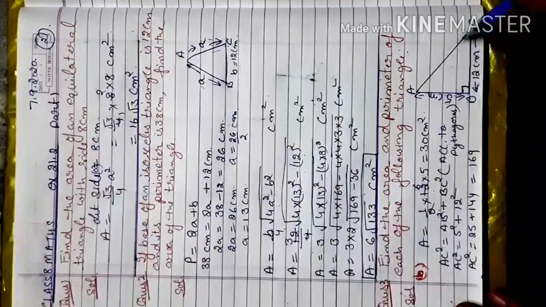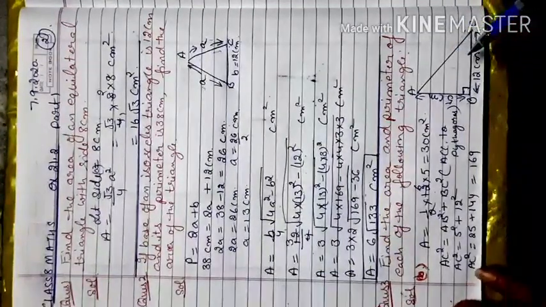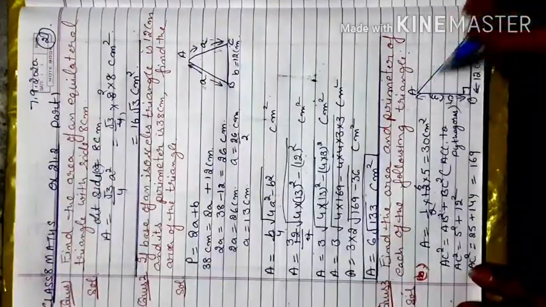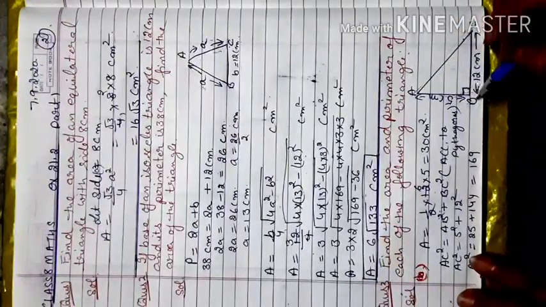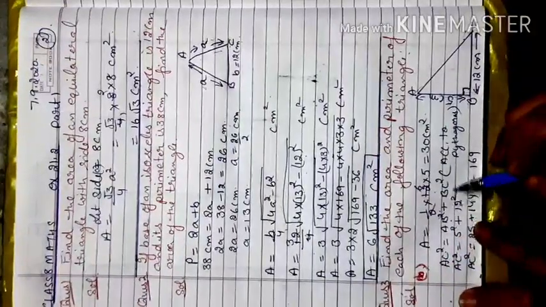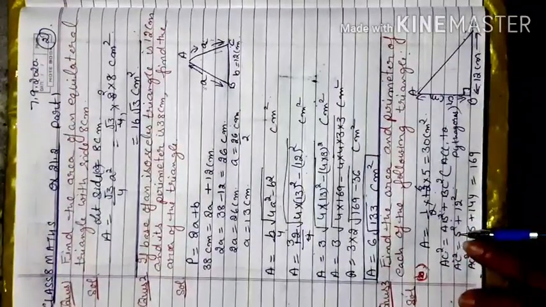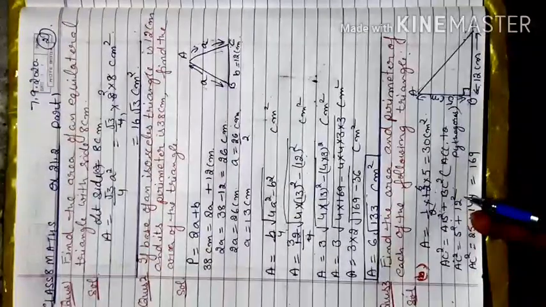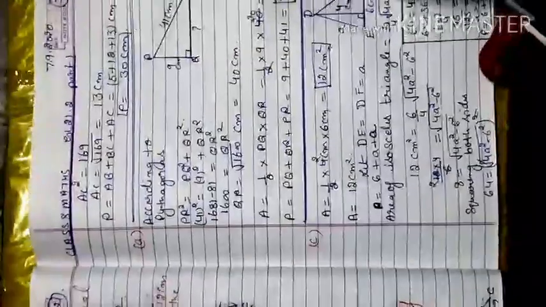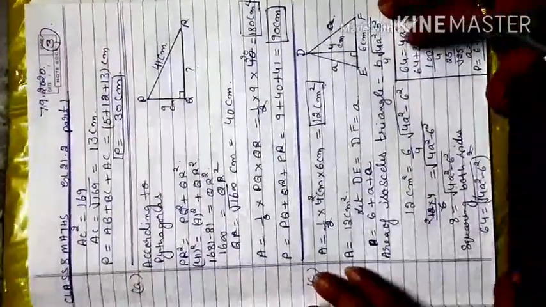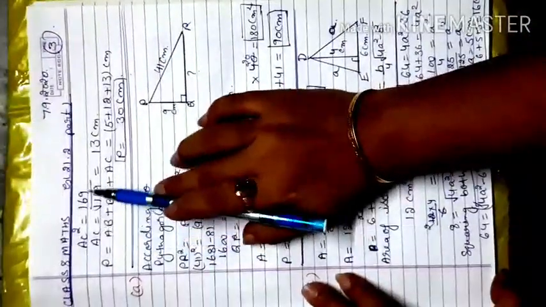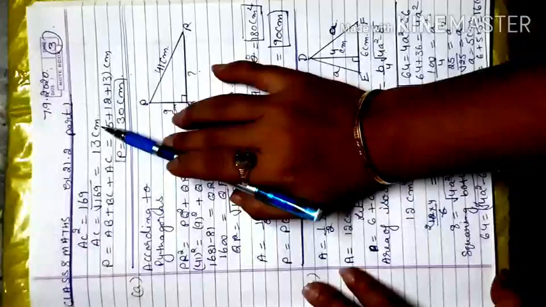But for the perimeter I need the third side. For that I go with the Pythagoras theorem. Pythagoras theorem says that hypotenuse square is equal to perpendicular square plus base square. Perpendicular value is 5 square, base is 12 square. 25 plus 144 gives me 169. So that means AC square is equal to 169. AC is equal to root 169, that gives me 13 centimeter.